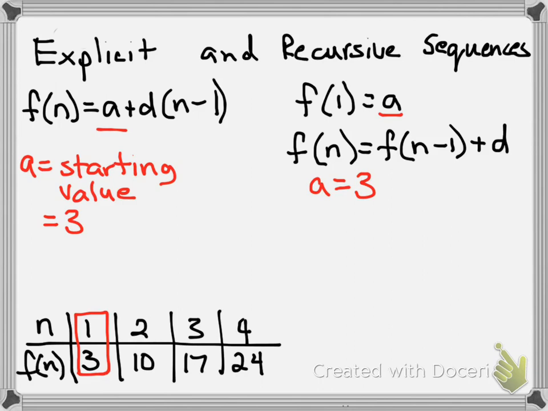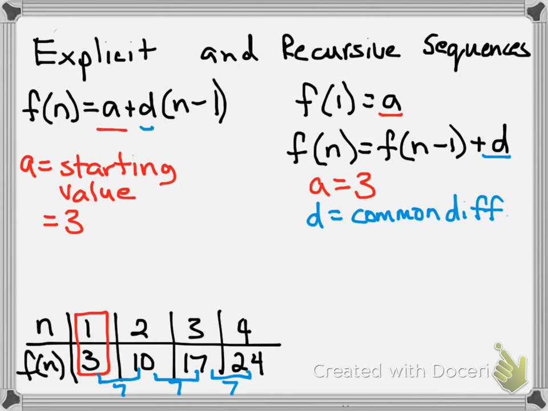The second piece of these two sequences also applies to both. This concept of D. And D is equal to the common difference. And again, this does not mean subtraction. Difference means how much is it changing from term to term. And so from term 1 to term 2, it changed 7. From term 2 to term 3, it changed 7. And you can see that this pattern is going to repeat. And so what we have is a common difference of 7.